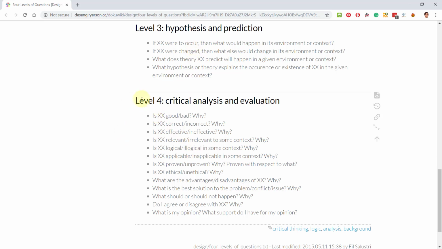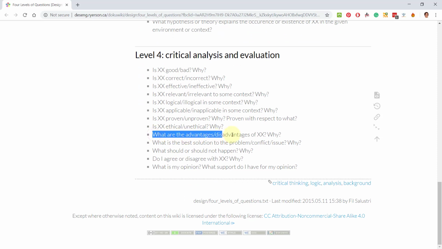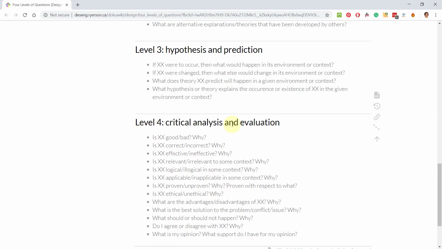So level 4 is actually a little bit easier. That's where you can actually make a decision, where you analyze and evaluate something and decide whether it's good or bad, whether it's effective or ineffective. And even just saying what are the advantages and disadvantages actually count as a level 4.